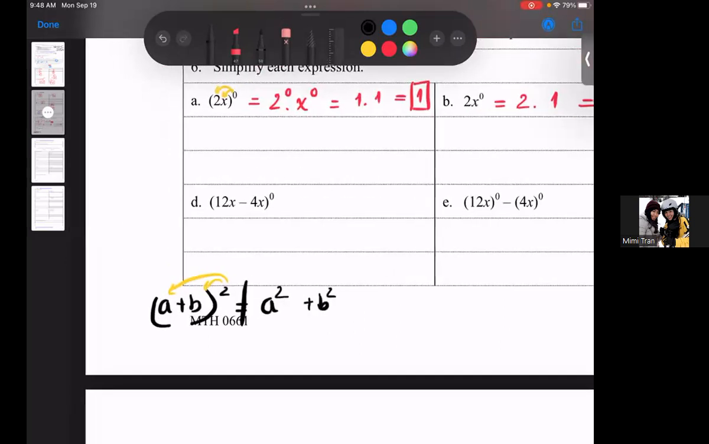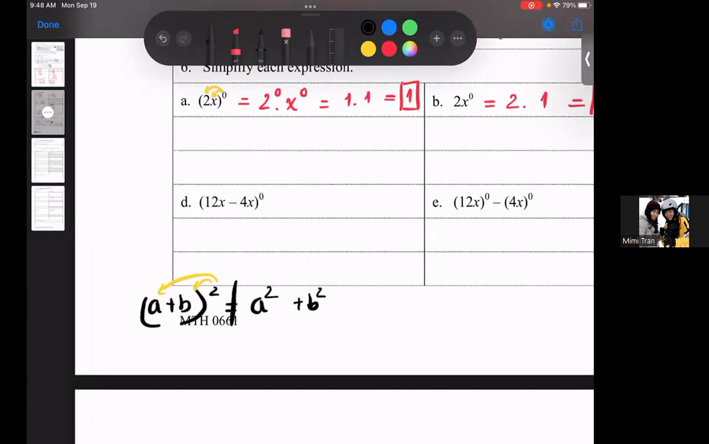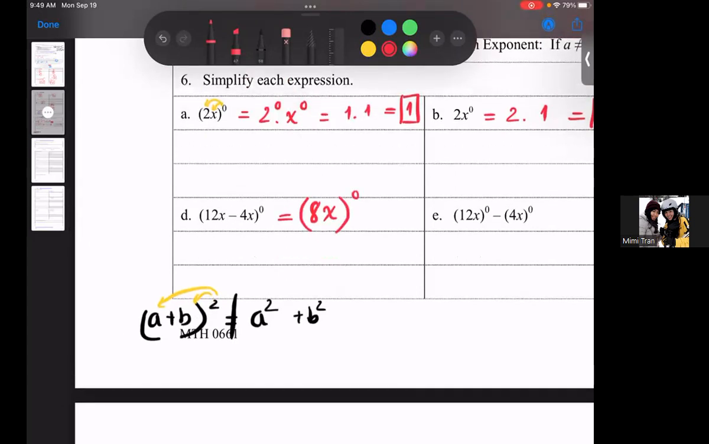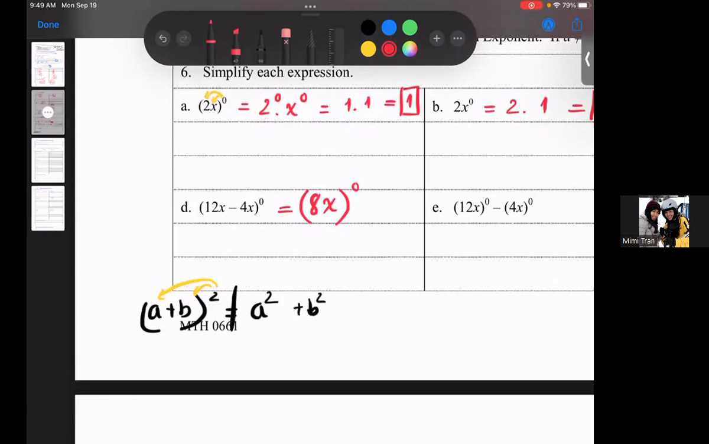Now on the exam, if you see something like this in parentheses and outside 0, you can just tell me 1. You don't have to say anything else. But I'm gonna do one more step because they like term. 12x minus 4x is ax to the 0. And same thing with part A. What do I do? Now I can distribute the 0, right? Because multiplication.